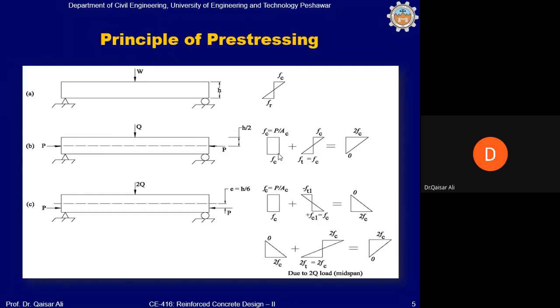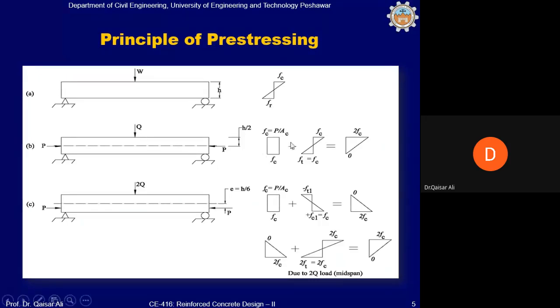Now, when the load Q is applied, in the same manner as we discussed in figure A, flexure stresses will be produced in the upper and the lower part of the beam. But since a pre-compression already exists in the beam, these flexure stresses produced by the load Q will be added to the already existing pre-compression state of stress.